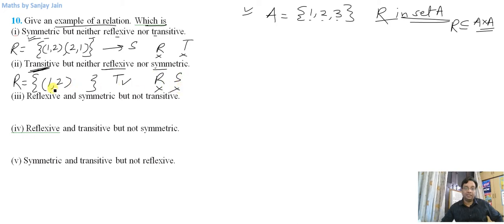Why do I say that it is transitive? Because presence of (A, B) and (B, C) should imply presence of (A, C). So if (A, B) and (B, C) are not present, I don't have to worry about (A, C). This is transitive, right?